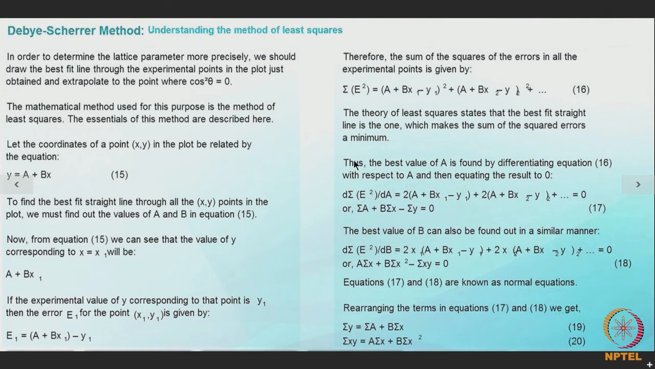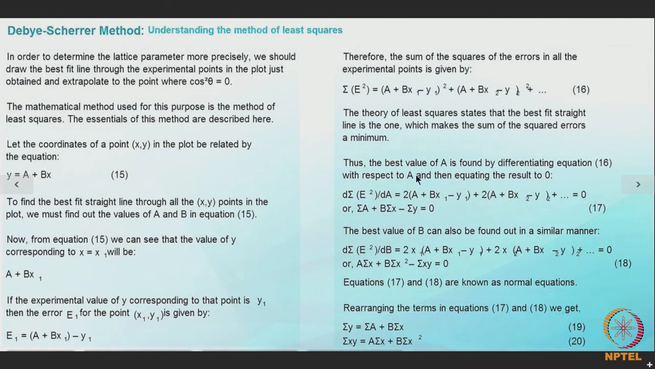Thus, the best value of A is found by differentiating equation 16 with respect to A and then equating the result to 0. So, we write d sigma E square by dA, and from these 8 quantities we can write it as twice a plus bx1 minus y1, plus twice a plus bx2 minus y2, etc., must be equal to 0, which means sigma A plus b sigma x minus sigma y will be equal to 0.